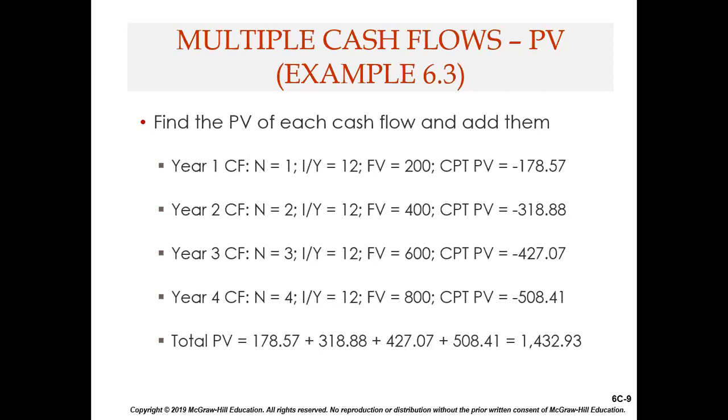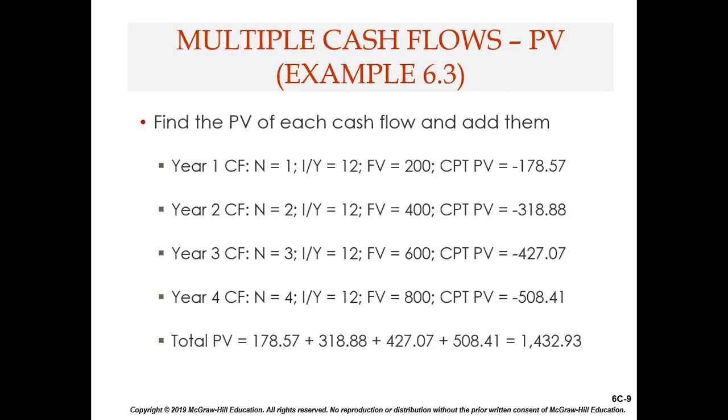Notice we didn't add 200, 400, 600, and 800. No, we wouldn't pay that amount at time zero to get that in the future, because there would be no interest component. So how much are we willing to spend today?